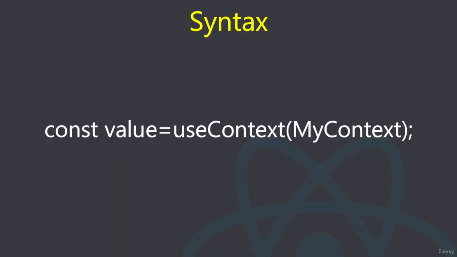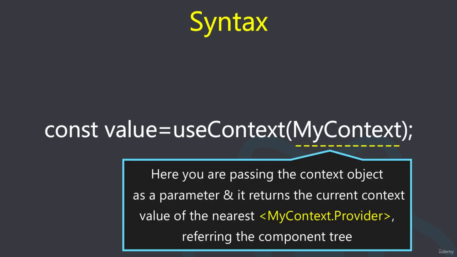The syntax is that you write const, for example, value is equal to useContext, and you give the context reference, that is the myContext, or you can say the context object. Here you are passing the context object as a parameter, and it returns the current context value of the nearest MyContext provider, referring to the component tree. Let's change the code and implement the useContext.